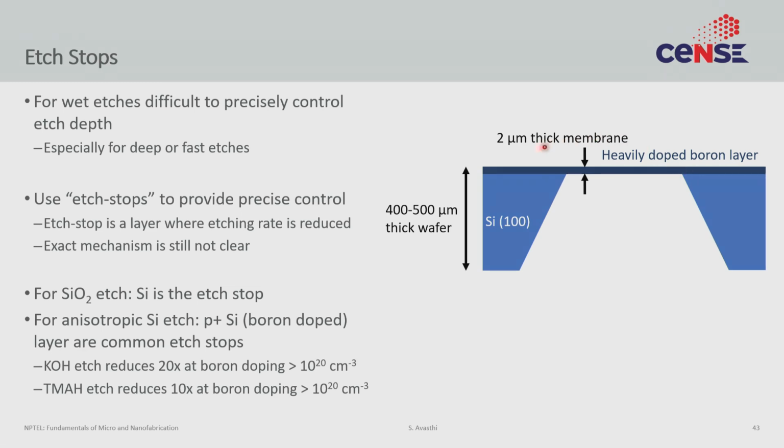Now, why are we talking about these etch stops? The reason is they are very useful. So for example, let's take this example again. You had a wafer that is around 400 to 500 micron thick. You start etching it with KOH, supposing the etch rate is, say, 100 nanometers a minute. So in 60 minutes, which is 1 hour, you etch around 6 micron of this material.